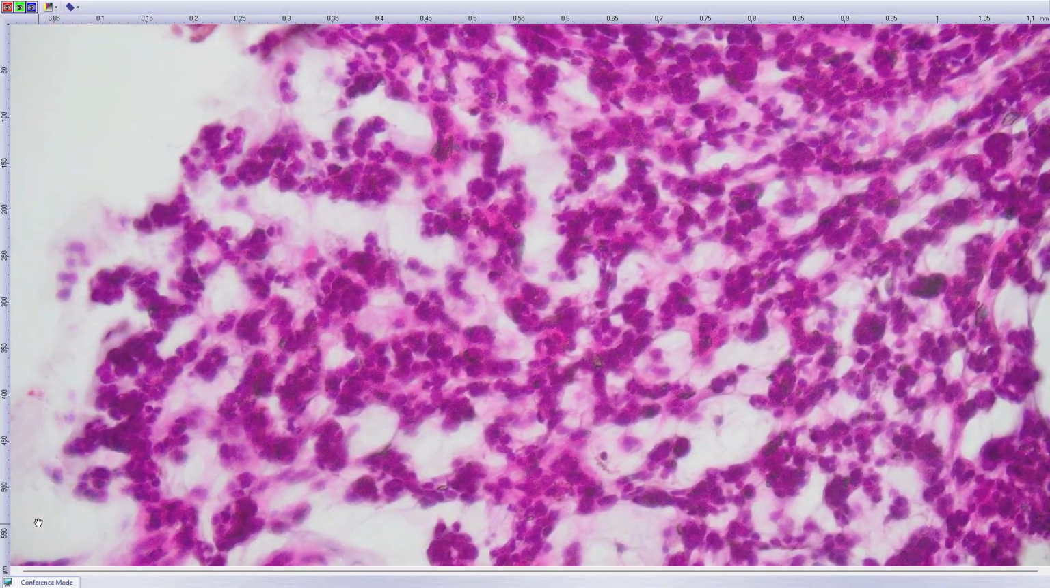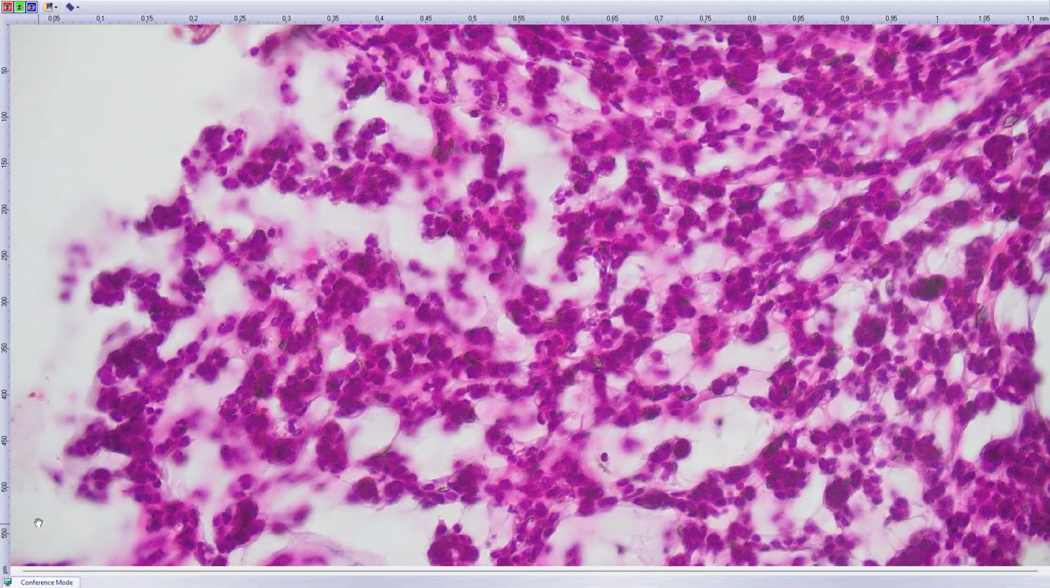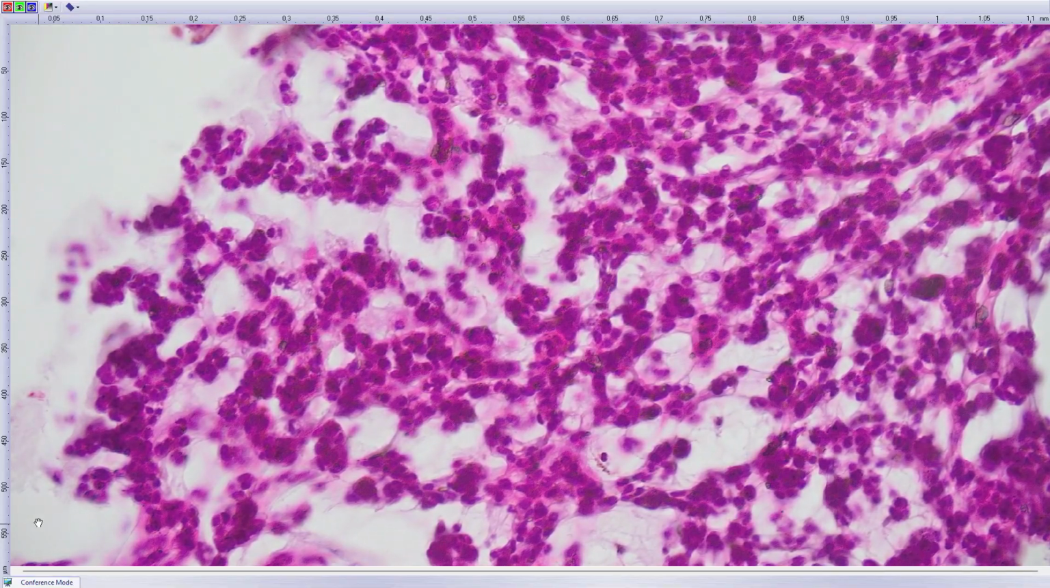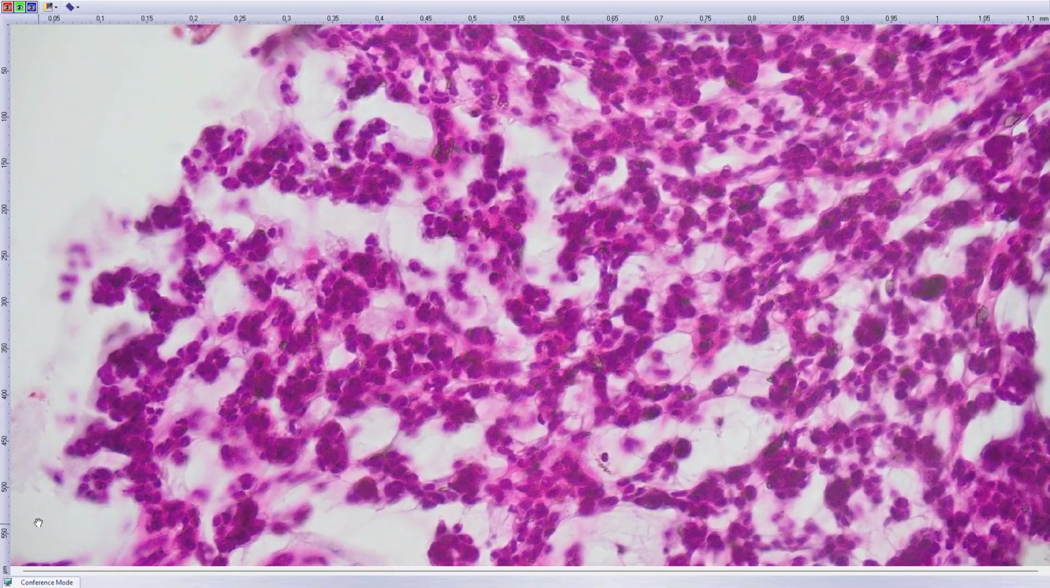Maybe extraskeletal myxoid chondrosarcoma. Yeah, it's extraskeletal myxoid chondrosarcoma based on molecular studies. What is the fusion partner? The typical fusion partner is the NR4A3 gene, very typical.